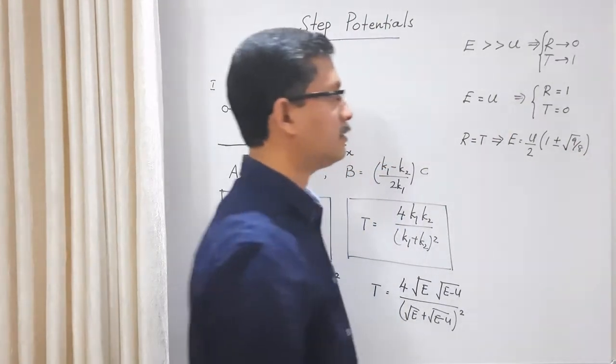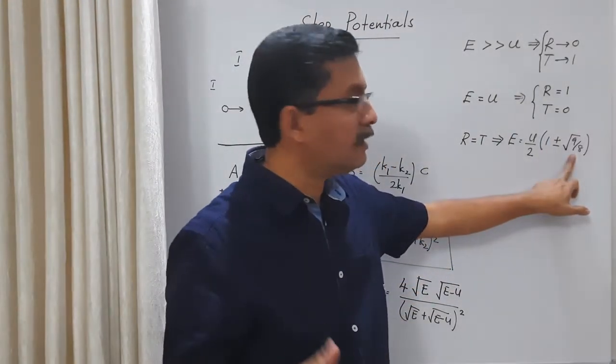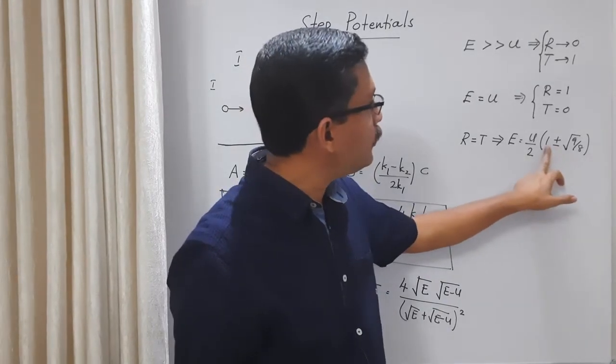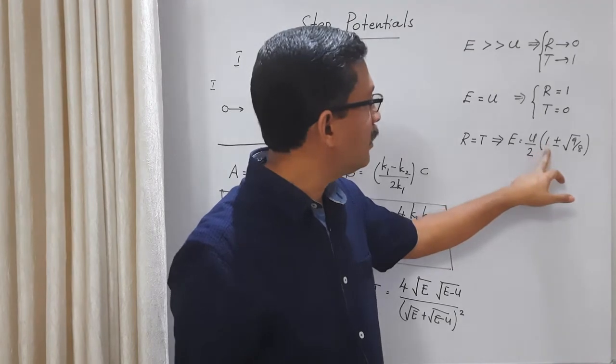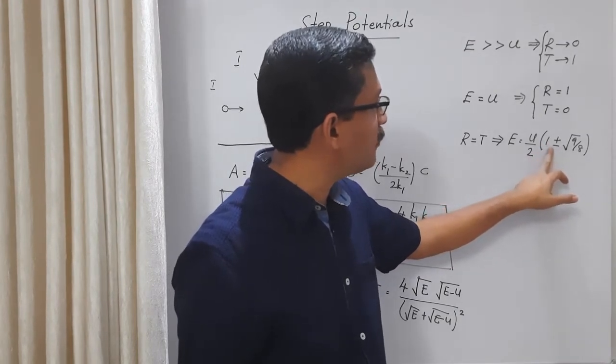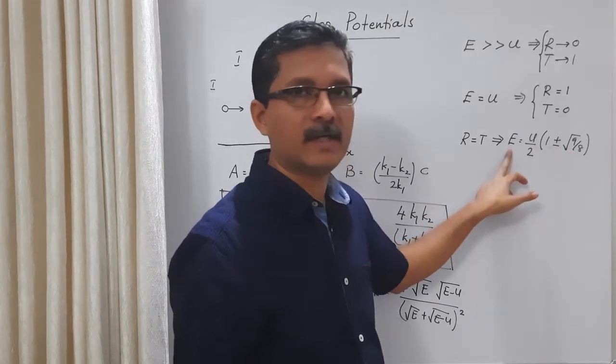You will get an equation like this. And we can see that the square root of 9 by 8 is slightly greater than 1. Okay. So when you put the negative sign, these are the two roots of the quadratic equation in energy. So if you put minus 1, what you get is 1 minus a quantity greater than 1. Then total energy will be negative.